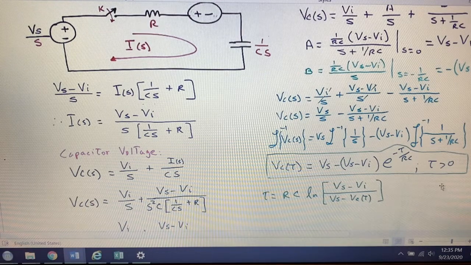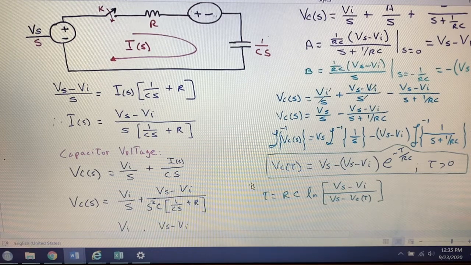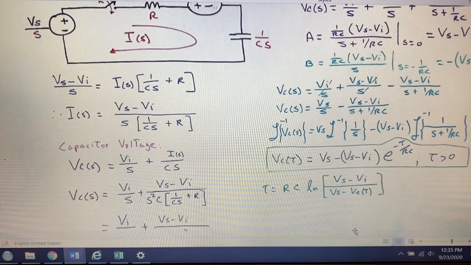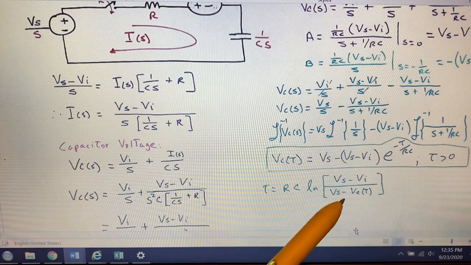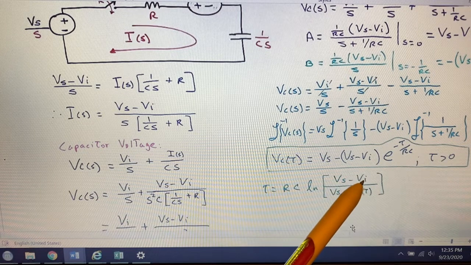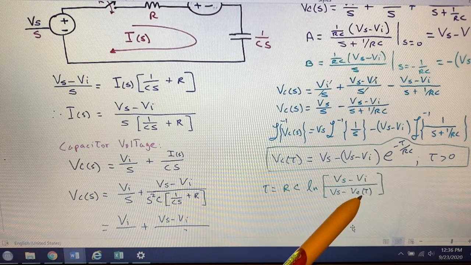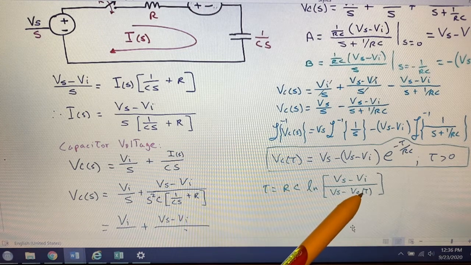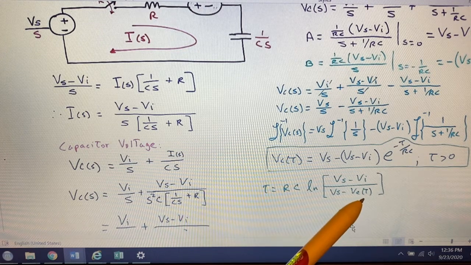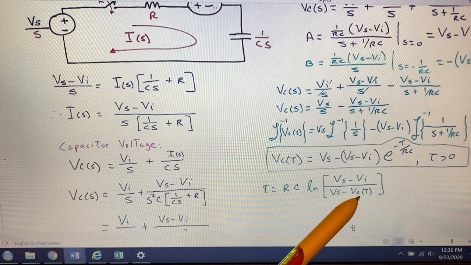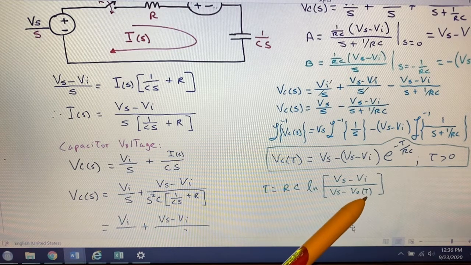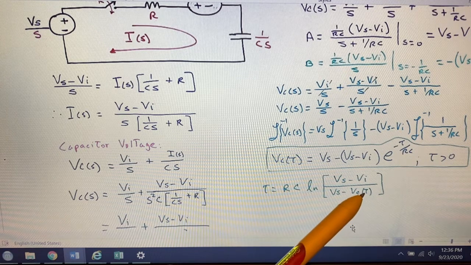Okay. Now, this is the final equation, this formula, and notice that Vs is the power supply. This is the initial voltage of the capacitor. This is the power supply, and this is Vc of t, the capacitor's voltage. In other words, this is the new voltage you are willing to determine, but you have to determine this.